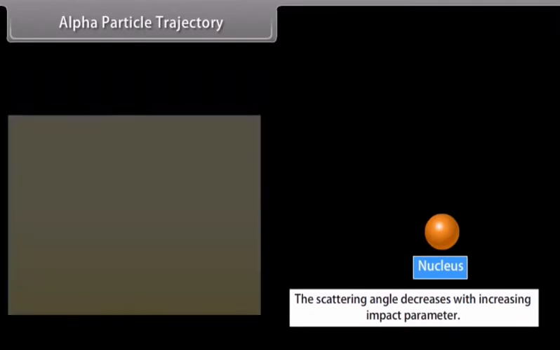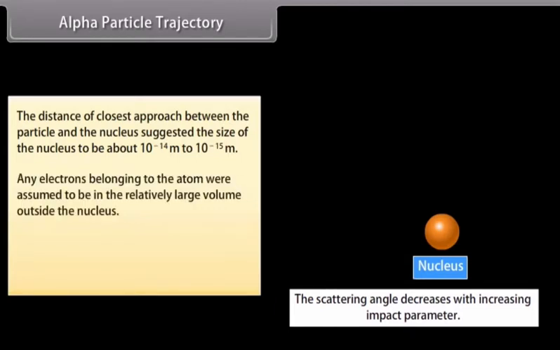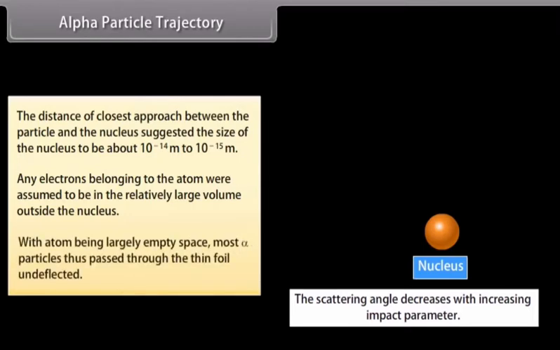The distance of closest approach between the particle and nucleus suggested the size of the nucleus to be about 10 raised to the power minus 14 meter to 10 raised to the power minus 15 meter. Any electrons belonging to the atom were assumed to be in the relatively charged volume outside the nucleus. With the atom being largely empty space, most alpha particles thus passed through the thin foil undeflected.